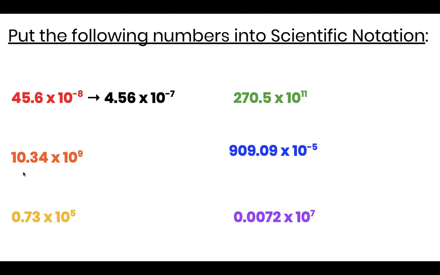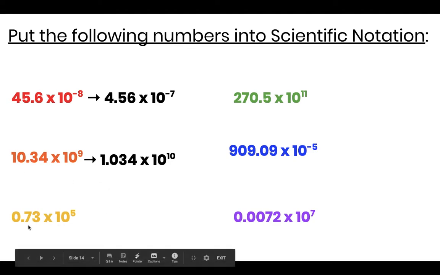Next one, 10.34 times 10 to the 9th. We need to move our decimal. 10's too big, so we're going to move it 1 to the left, just like we did from above with LARS, L.A. So we need to add 1. So our coefficient is going to be 1.034 times 10. We have to add 1 to this to the 10th power because we moved it 1 to the left.